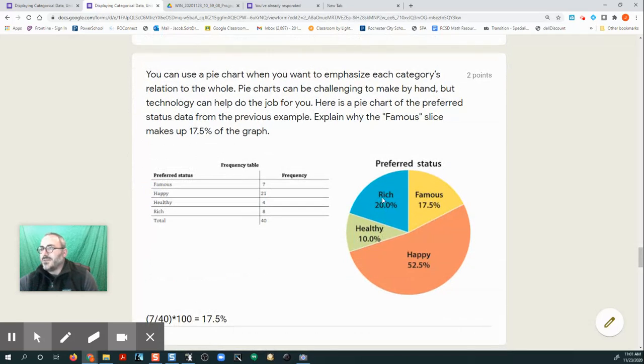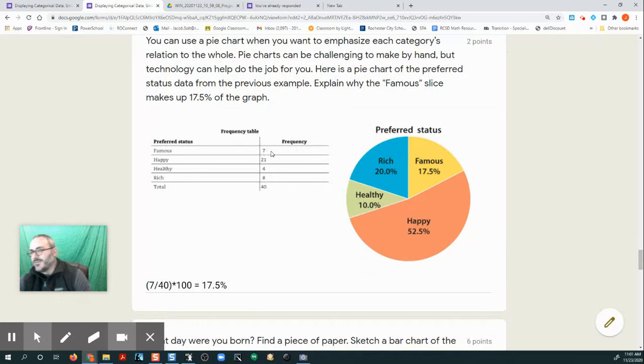So then this question here asks, explain why the famous slice makes up 17.5% of the graph. So here is famous, 17.5%. Why is it that famous is 17.5%? Well, to calculate a percentage, remember, you're going to use part divided by whole times 100. The frequency of famous was 7. The whole, the total, was 40.